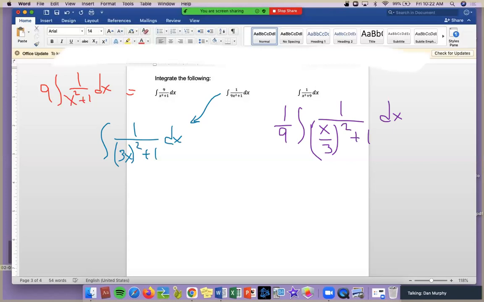All right, that's time. The integration for each of these, the one in red, is on point with the rule. That integral is 9 tan inverse of x.